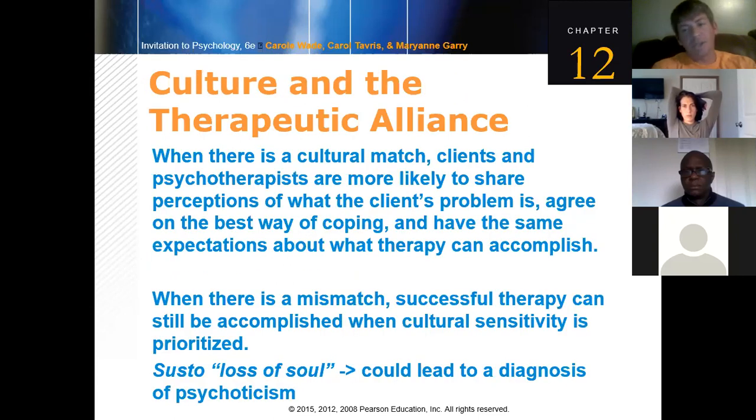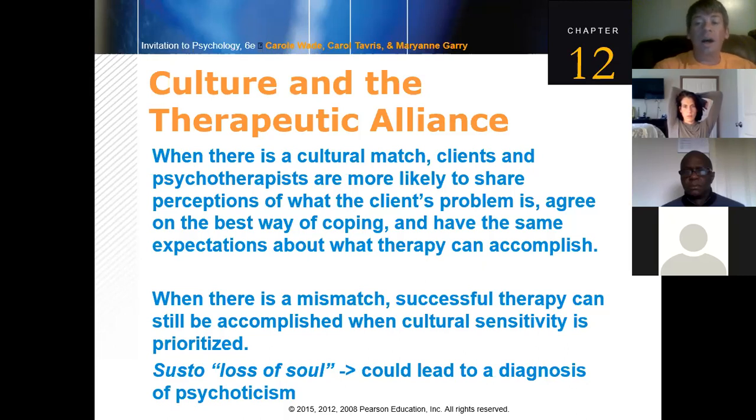Again, going back to culture, right? So in order for therapy to have the most effective outcome, there has to be an alliance, and we call it a therapeutic alliance, an alliance between the clinician and the client. So when there's a cultural match, clients and psychotherapists are more likely to share perceptions of what the client's problems are. They will agree on the best way of coping and have the same expectations about what therapy can accomplish.